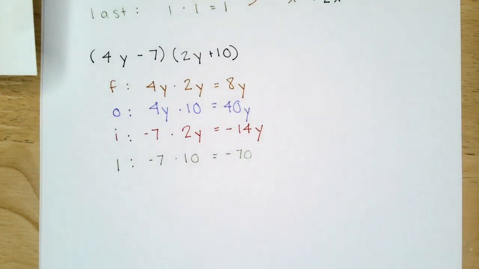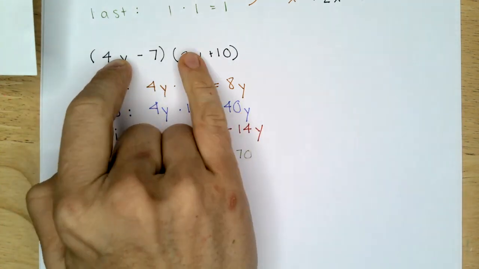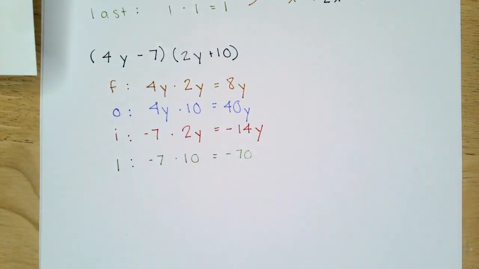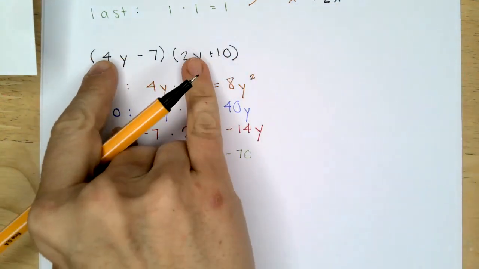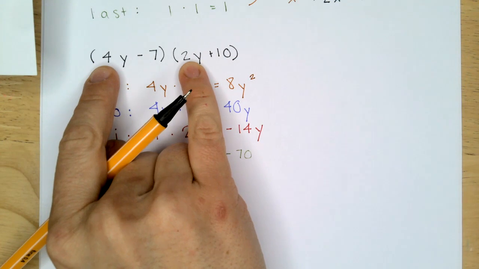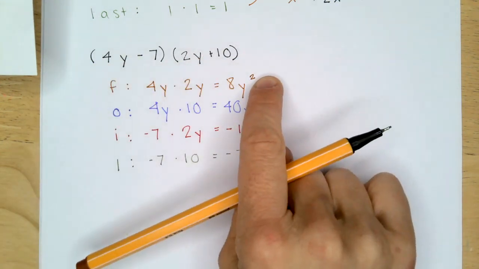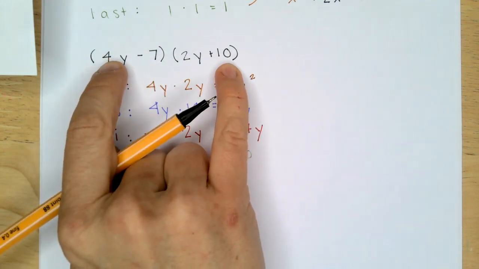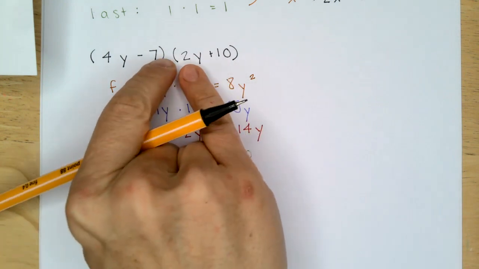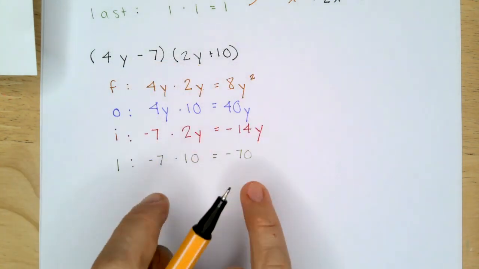Good. So the pattern for FOIL is you set it up. This term times this term, these are going to have variables. So your variable is going to be raised to the second exponent. Your next term is going to be that variable raised to the first power. Your third term is going to be that variable raised to the first power. And your last term is not going to have a variable.